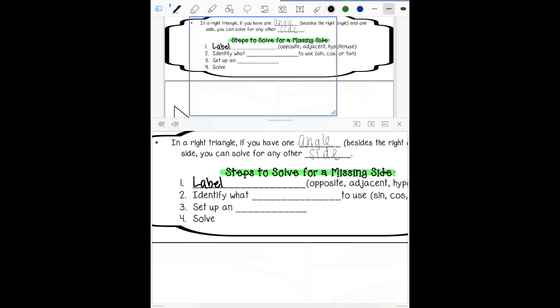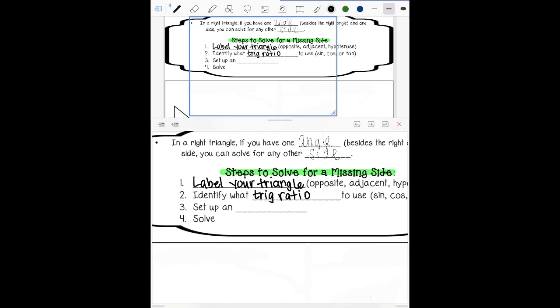Label your triangle. This is the reason why we've been practicing this so much. Label your triangle, meaning what's your opposite, what's your adjacent, and what's your hypotenuse. After you label your triangle, you want to identify what trig ratio to use, right? And that goes into the SOHCAHTOA stuff.